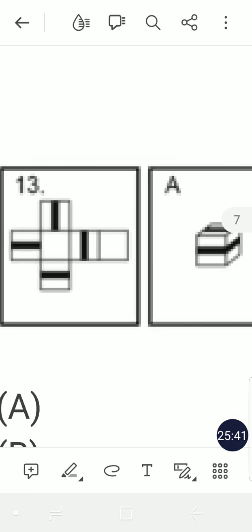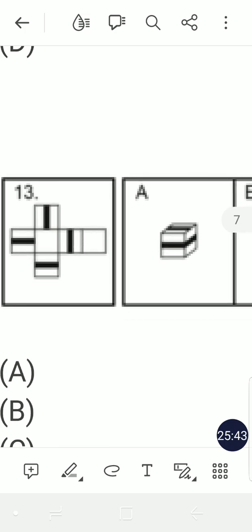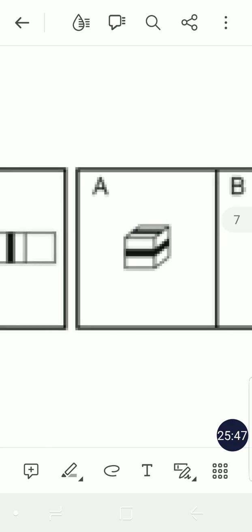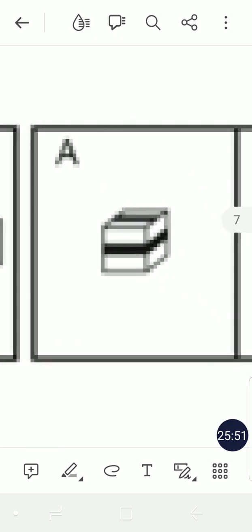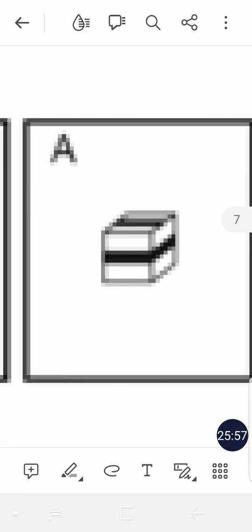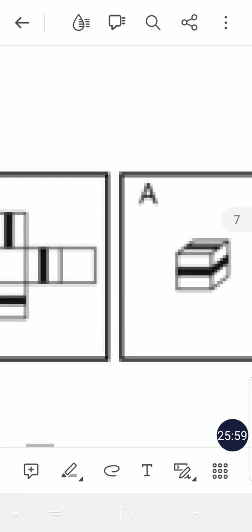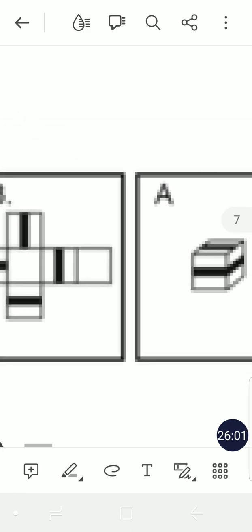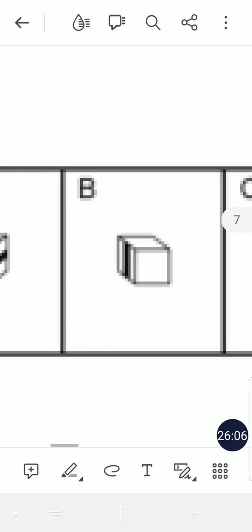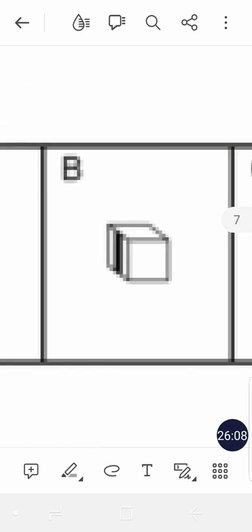Okay, so right away, if you look at the choices here, A is eliminated because if you look at the way the horizontal lines and the vertical line are positioned, it's incorrect. Okay, the same thing with B.